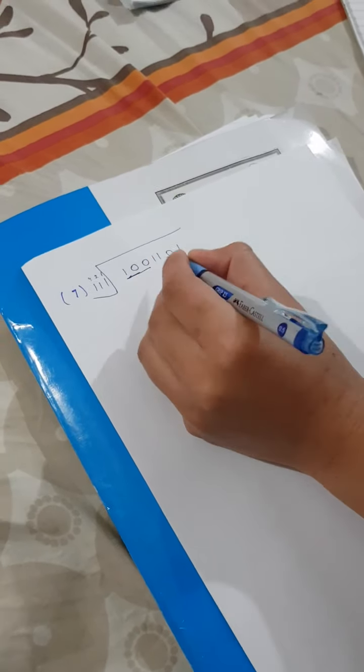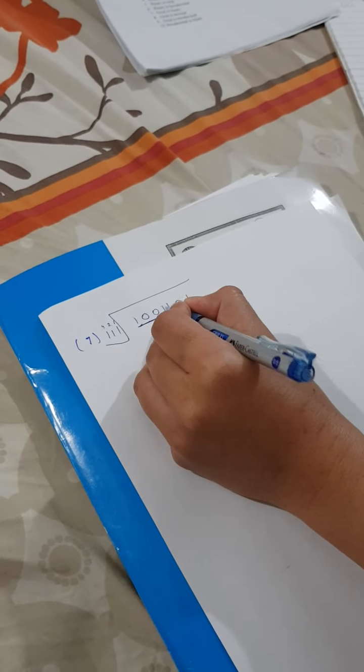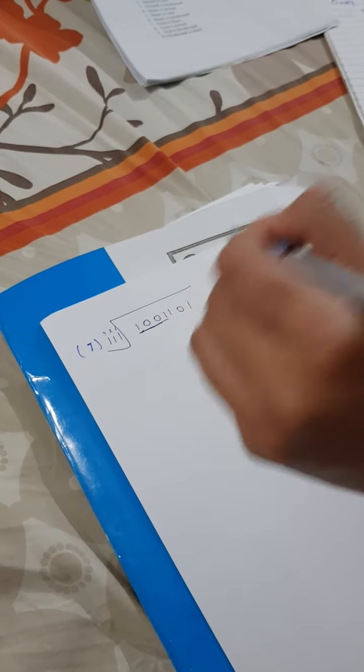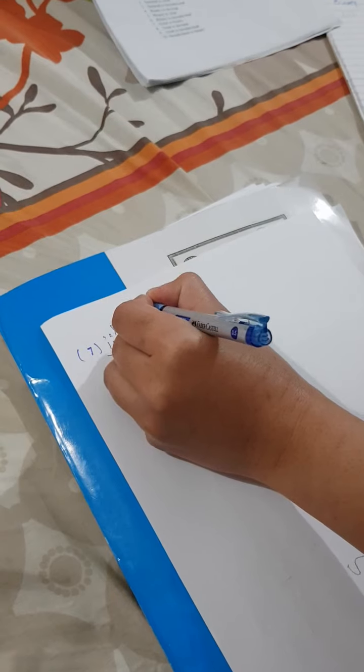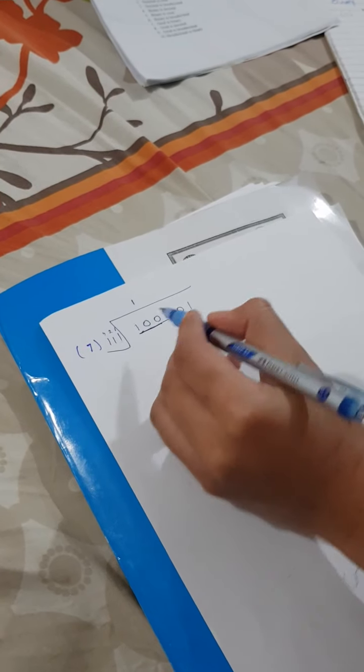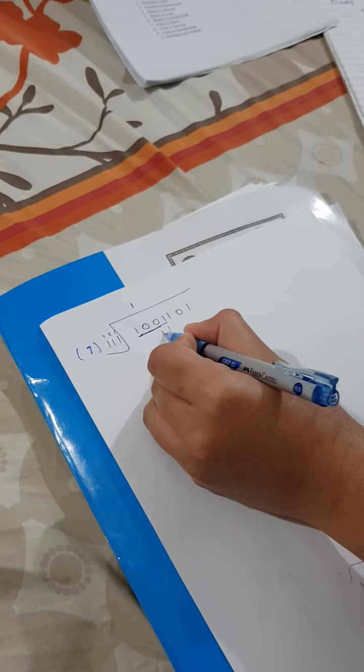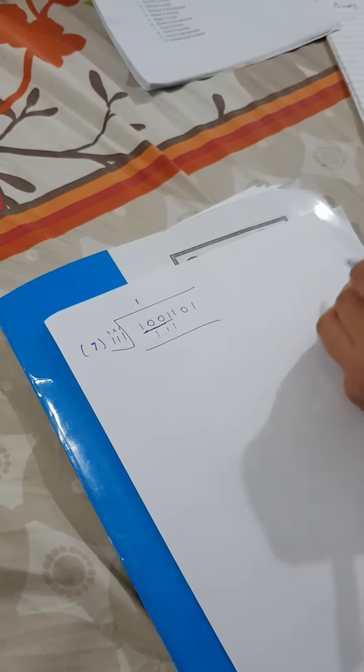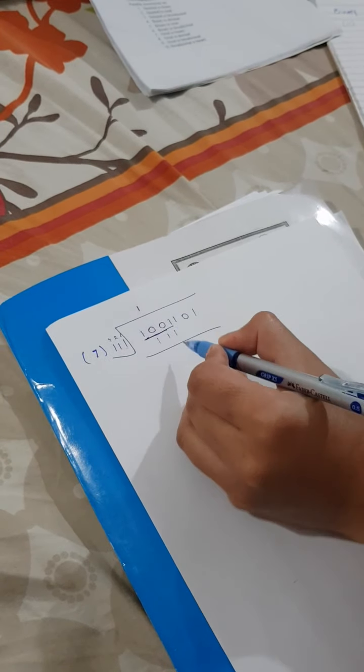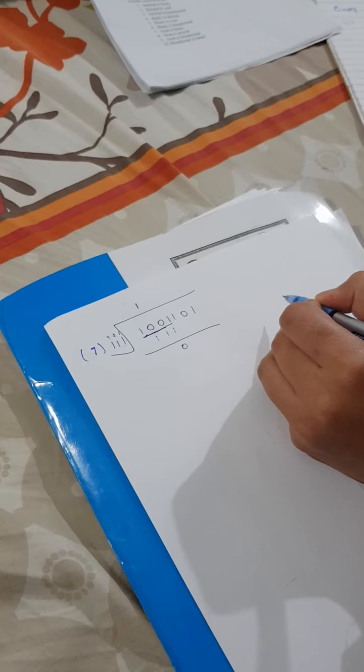3 bits 1 2 4. 4 is less than 7, we cannot divide. 1 2 4 8. 8 plus 1 is 9. 9 is greater than 7, so now we can divide. So we will put 1 here and we'll write this bit sequence from the right side. 1 1 and 1. Then we will subtract it. 1 minus 1 is 0.